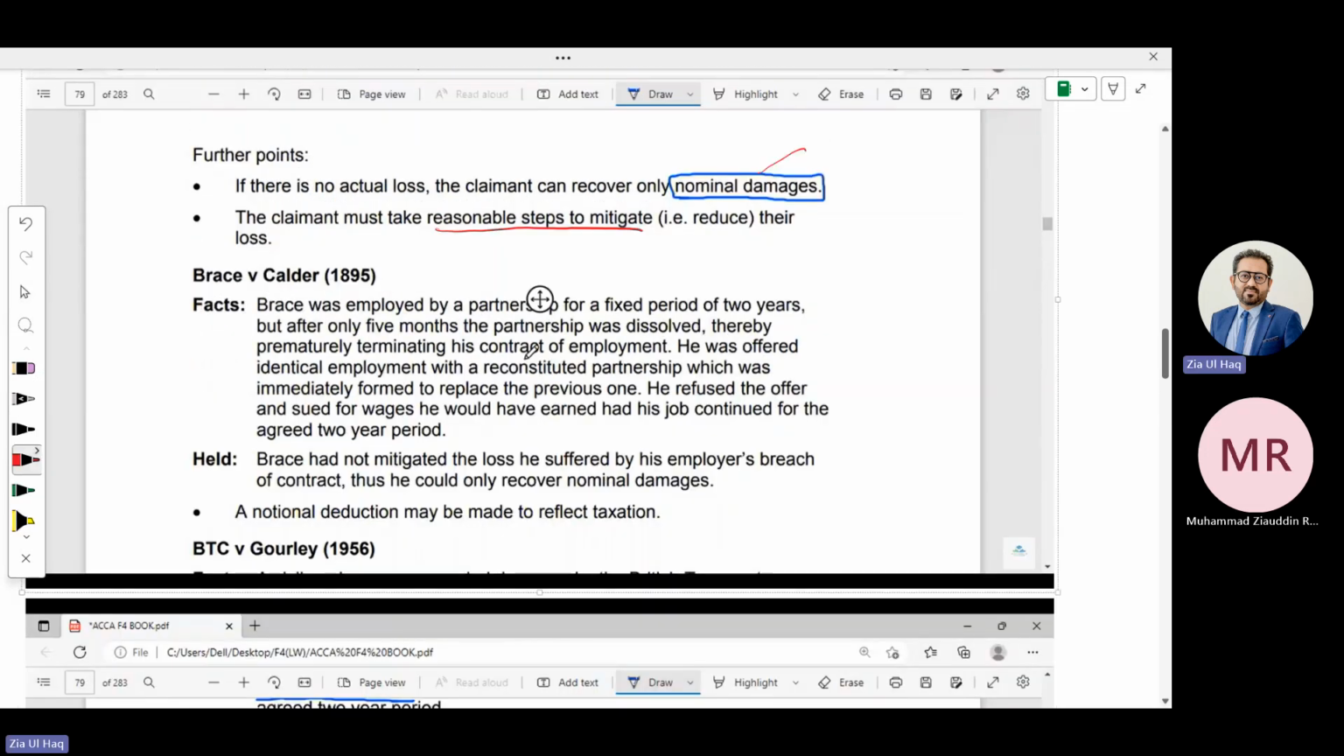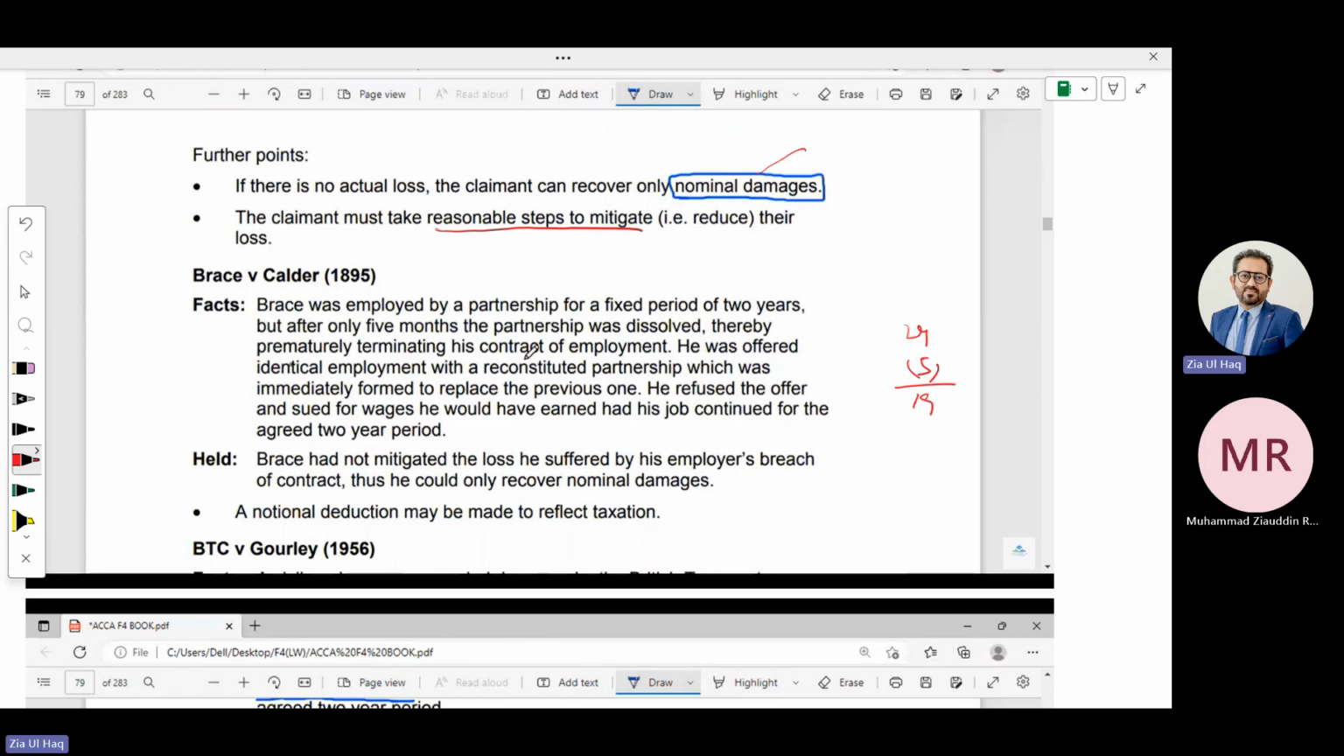Brace was employed by a partnership for a fixed period of 2 years. I mean, Brace is appointed as an employee in a partnership business called Calder on a 2 year contract. But after only 5 months, the partnership was dissolved. There could be some problem between the partners. He lost his employment, but his contract was for 2 years. How many months remaining? Out of 24, 19 months remaining.